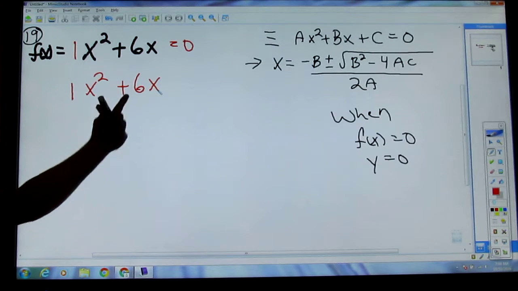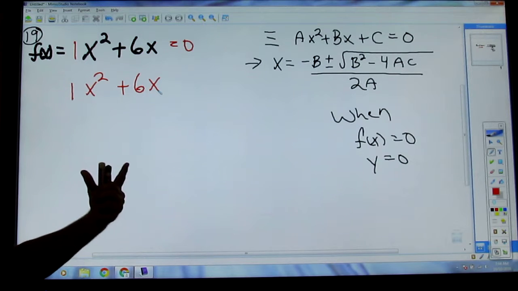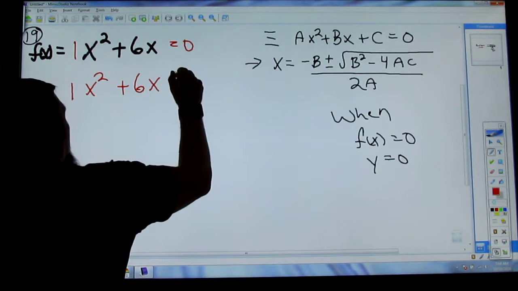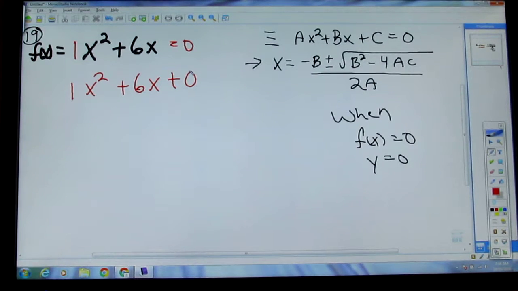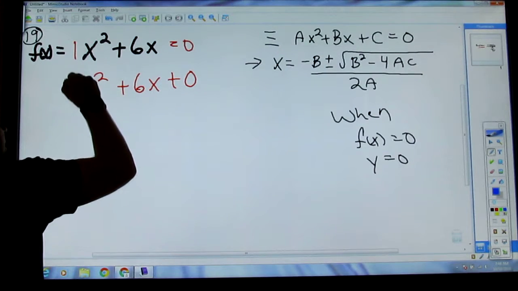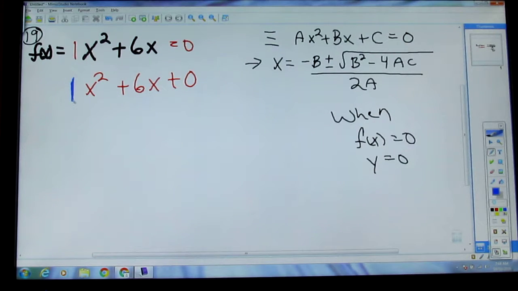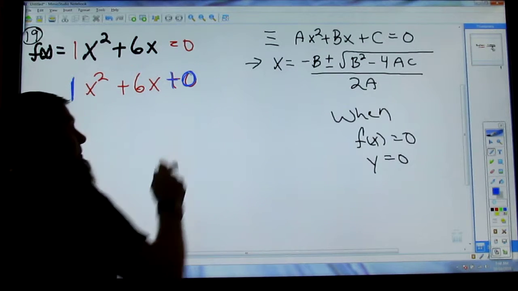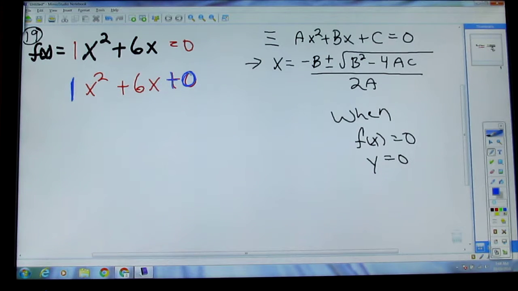There's an A, there's a B. Where's the C? Right? So I make one up. I don't change the problem, right? I didn't change the problem by putting in a 1, correct? I didn't change anything, right? And I didn't change the problem by adding a 0 either. Does that make sense? I didn't change anything. All I did is organize it.